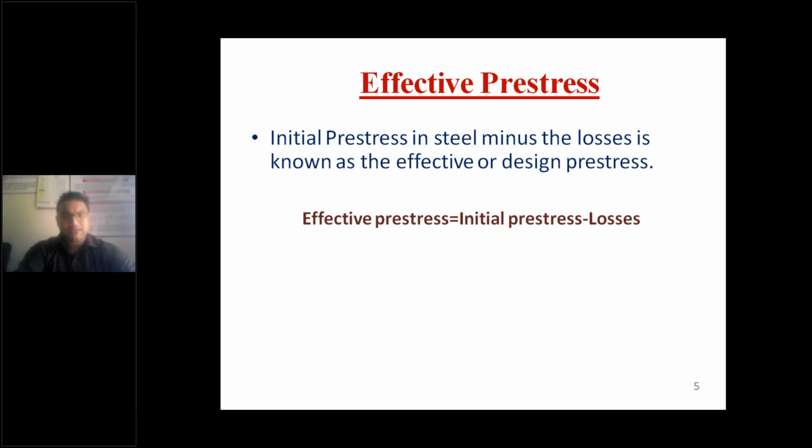That is how you can calculate the effective prestress values, by knowing the initial prestress and by knowing the losses. So here the important parameter is calculating the losses. Why? Because initial prestress values you are going to get from the jacking system, right? From the jacking system you can get the initial prestress. So once you calculate the losses, the difference of these two will give you the effective prestress, which is supposed to be induced into the concrete member. So that is what an effective prestress is.